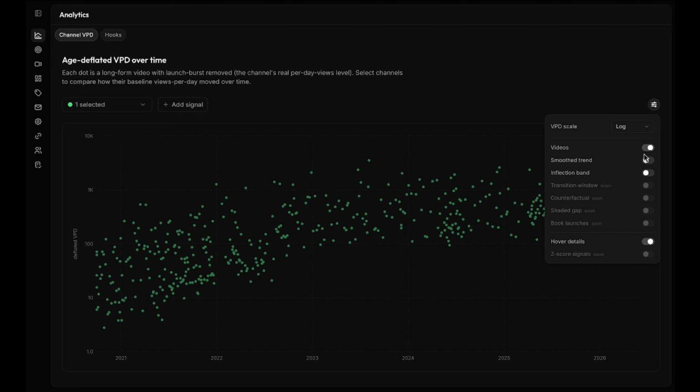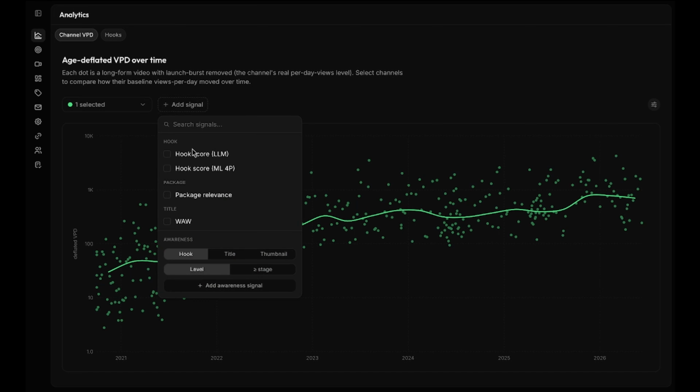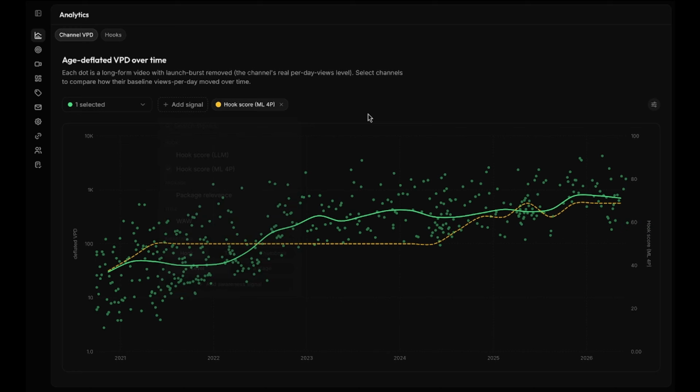So if we chart a trend for his video performance, his VPD performance here, you can see it's steadily rising over time, really solid upward growth trend. Now, if we chart his hook scores over time as well, we see kind of the trend we talked about earlier. Now, once again, don't misinterpret this. I'm not saying that hook scores going up caused views to go up. This is correlation, it's not causation.